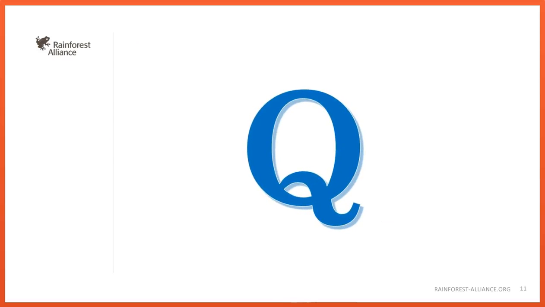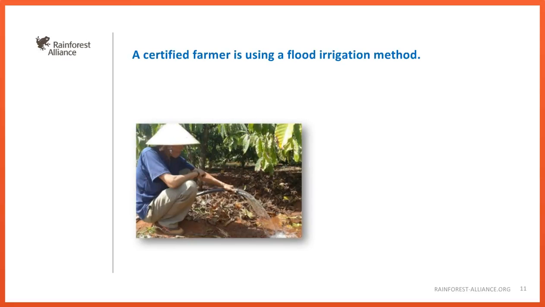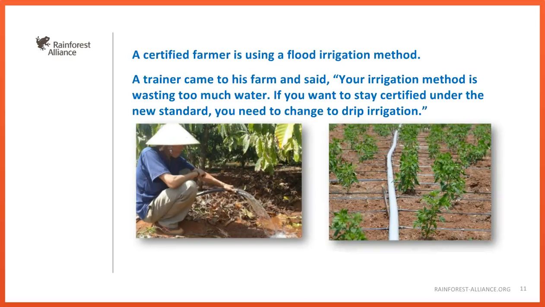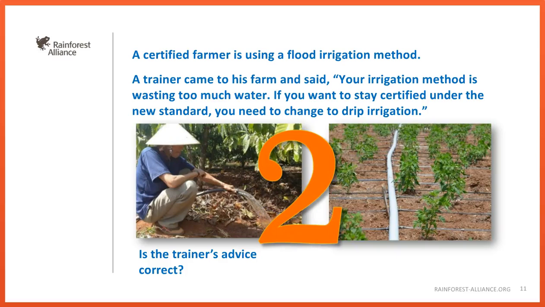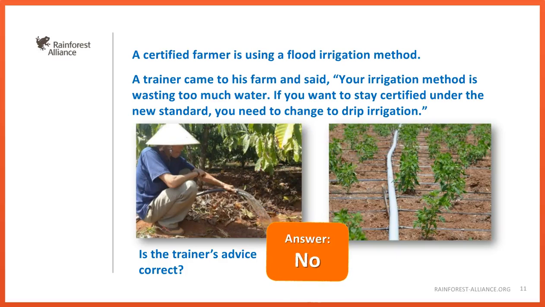Let's do a couple of quizzes to confirm your understanding. A certified farmer is using a flood irrigation method. A trainer came to his farm and said, "Your irrigation method is wasting too much water. If you want to stay certified under the new standard, you need to change to drip irrigation." Is the trainer's advice correct? The answer is no. There are many ways to economize the use of irrigation water, and changing the system to drip irrigation is just one of them. The farmer can choose the options that are most suitable for his condition and implement them gradually.